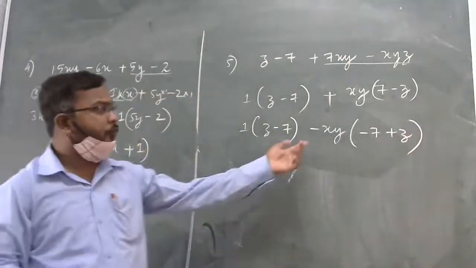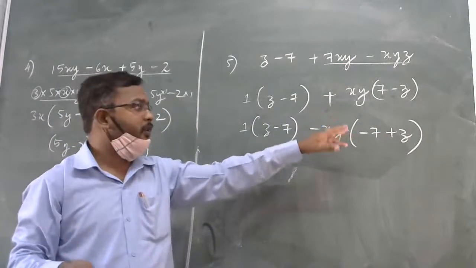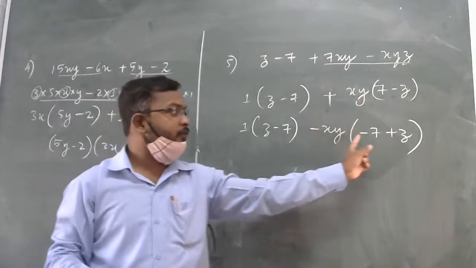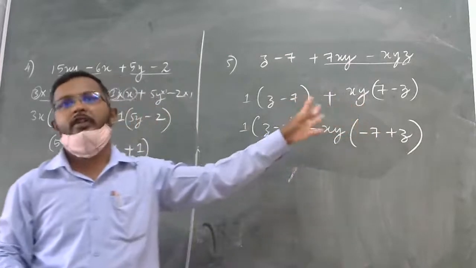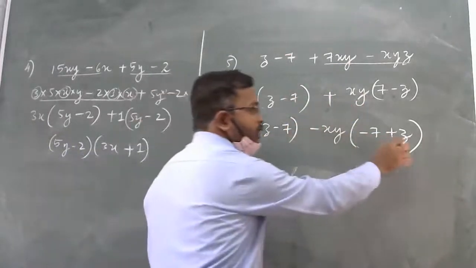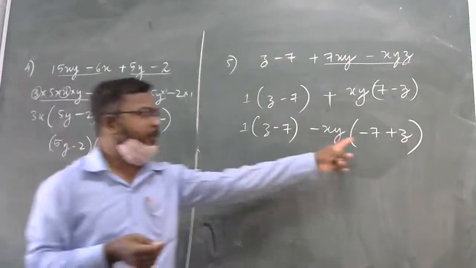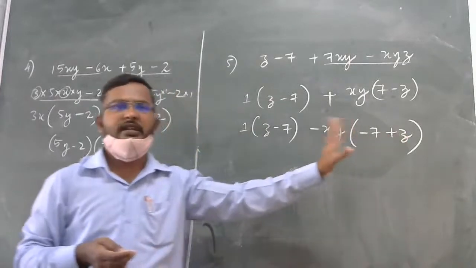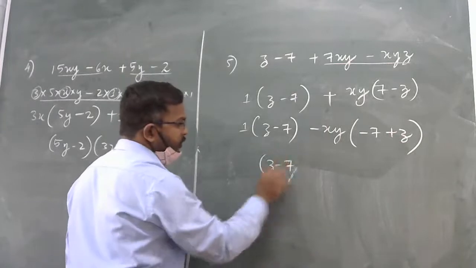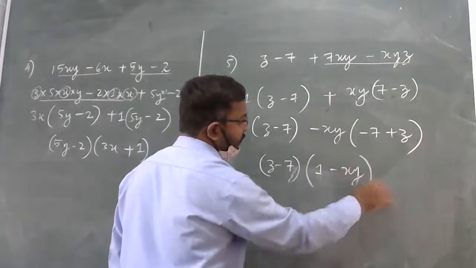By doing this, we are changing the sign, but everything will remain the same. 7 into XY, you will get 7XY, and here also minus XY into minus 7, you will get plus 7XY. We get the same thing. But since we have to take Z minus 7 outside, to make it common, we are changing the sign. So 7 minus 7 plus Z will be Z minus 7 only. So now Z minus 7 is common. Here 1 is left out and here minus XY is left out.